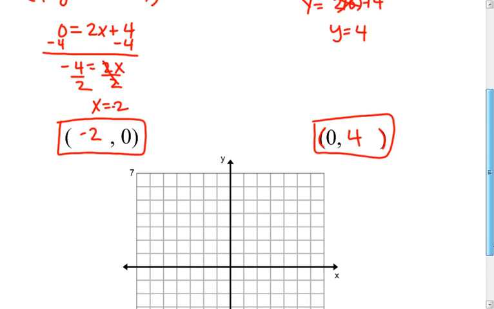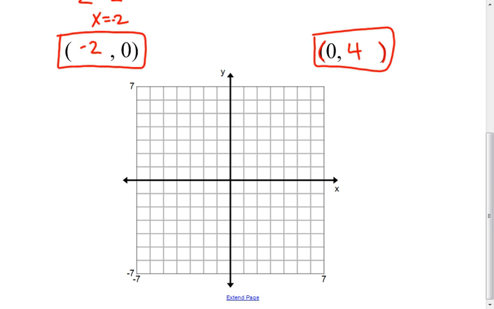Go ahead and plot those. So negative 2, 0 would look like this, and 0, 4 would be here. Go ahead and connect the dots to make your line. That got a little crooked, sorry. But that's what that would look like.